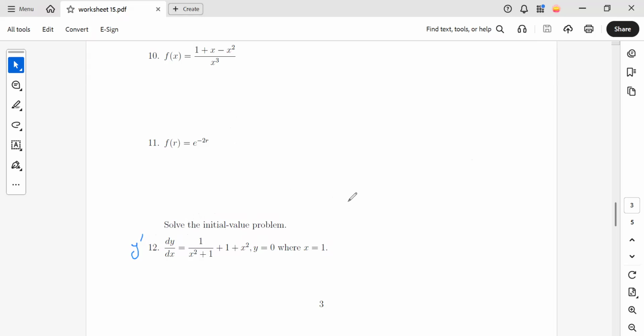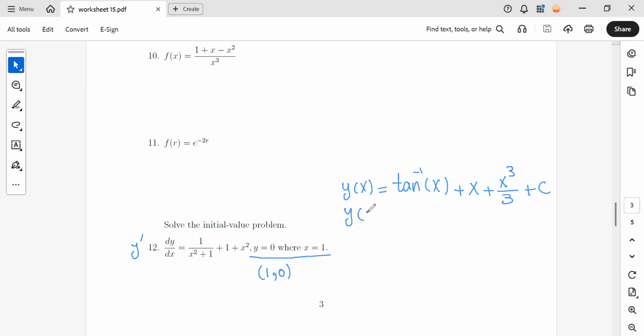So for finding y of x here, we're going to find the antiderivative of 1 over x squared plus 1, which is tan inverse of x, plus the antiderivative of 1, which is just x, plus the antiderivative of x squared, which is x to the power 3 over 3, plus a constant. Now, in order to find this constant c, we're going to use the initial value. It says when x is 1, y is 0. So we're basically using the point (1, 0).